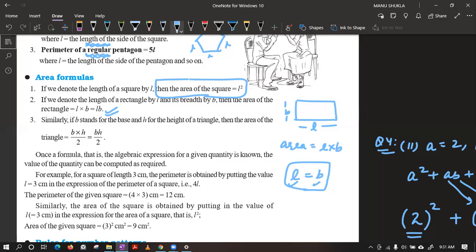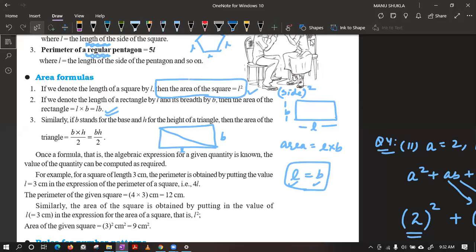Then comes the area of a triangle. We all know if this is a rectangle whose area is L into B, a triangle is half of it. So we can say the area of a triangle is actually half of it. I hope you understood the area of a square is L square or side square, because you have studied that in a square, all sides are equal and the area is given by side into side. This one is clear.